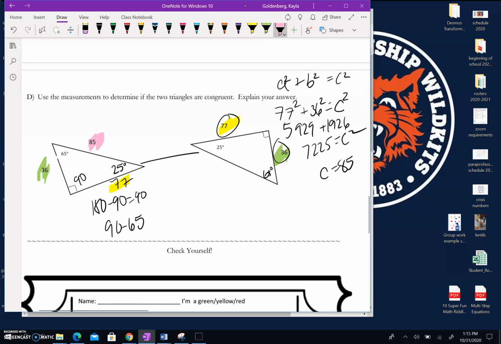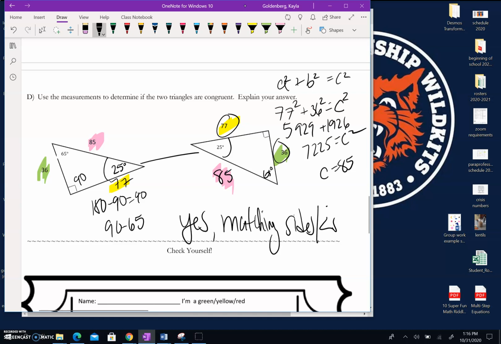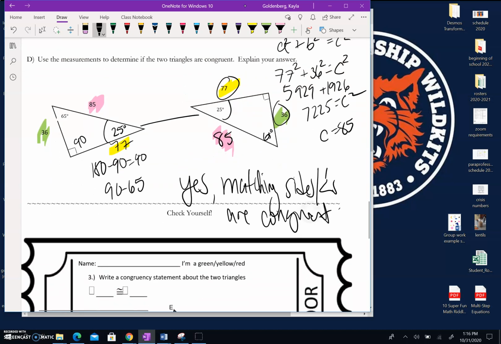Right. Let's double check if the angles are in the right place. So is the 90-degree angle between the yellow and the green for both? Looks good. Is the 25-degree angle, this one up here, between the yellow and the pink? It looks good. And is the 65 between the pink and the green? Looks good. So we would say yes, matching sides and angles are congruent. And notice we had to be careful about the placement, right? Like the 25-degree angle is between the same colored sides.